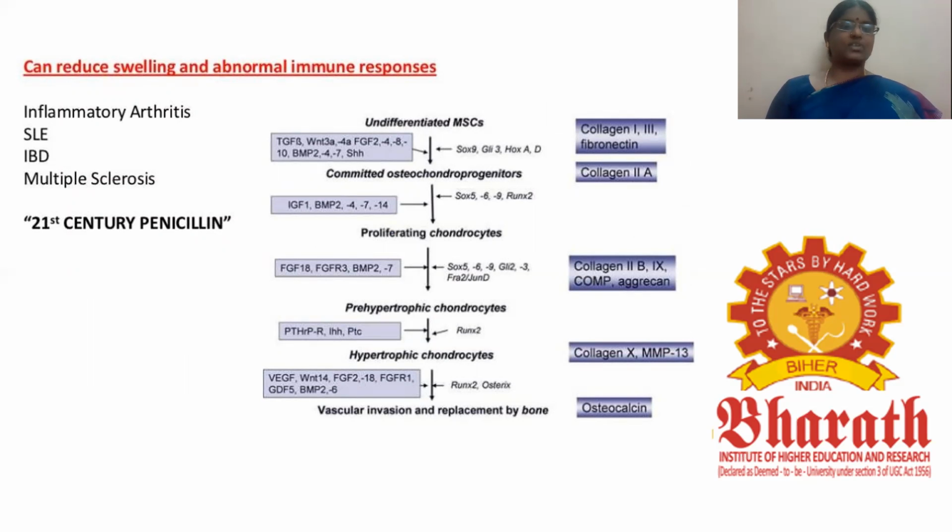So human embryonic stem cells can also reduce swelling and abnormal immune responses. They are mainly used to treat inflammatory arthritis and also multiple sclerosis, and it leads to the discovery of penicillin in the 21st century. Here the undifferentiated mesenchymal stem cells are converted to committed osteochondroprogenitors. By producing this progenitor cell, the cells multiply, and they are called proliferating chondrocytes, and this leads to pre-hypertrophic chondrocytes, and also hypertrophic chondrocytes, involved in vascular invasion and replacement by bone marrow.